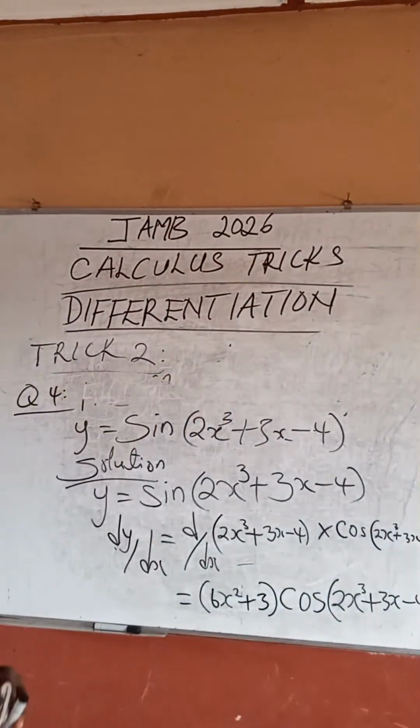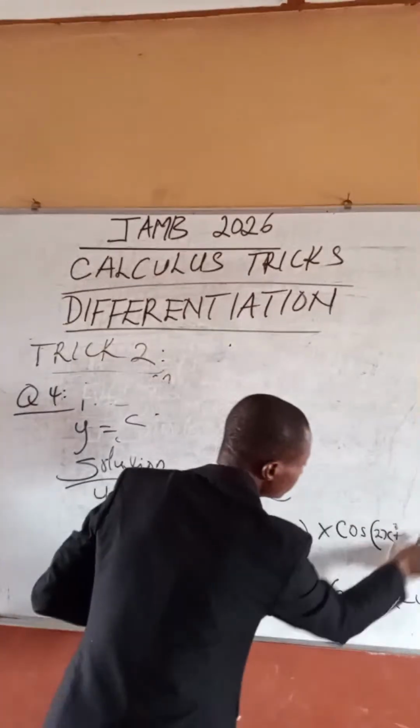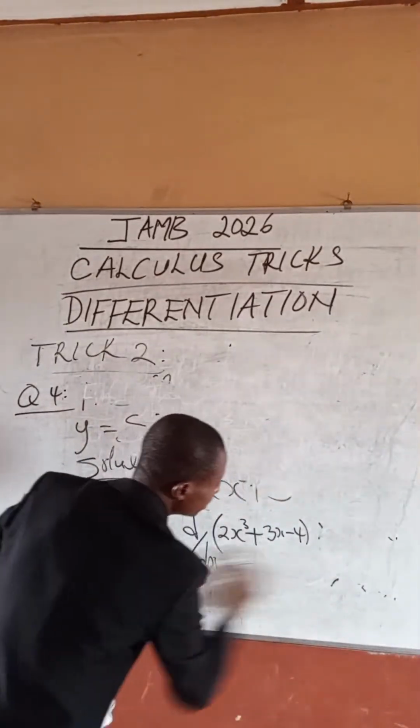Does anybody find this confusing? Let me check in the chat box. Is anybody finding this confusing? If you don't understand, let me know, please. Okay? If you don't understand, okay. For now, nobody's watching. If you don't understand, let me know. Okay? Now let's look at the next one. Let's look at the next one.